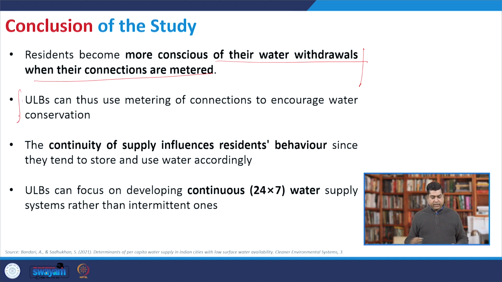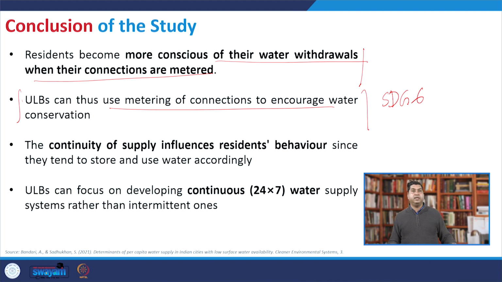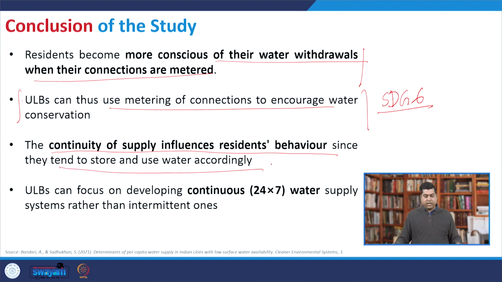Urban local bodies can thus use metering of connections to encourage water conservation as a policy, which is also something like the global goal under SDG 6, right? Which talks about safe, accessible, drinkable water. And now you can see the other conclusion of this study is that the continuity of supply influences the residents' behavior, since they tend to store and use water accordingly.